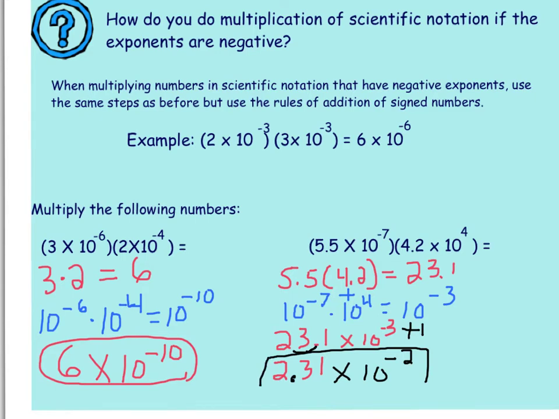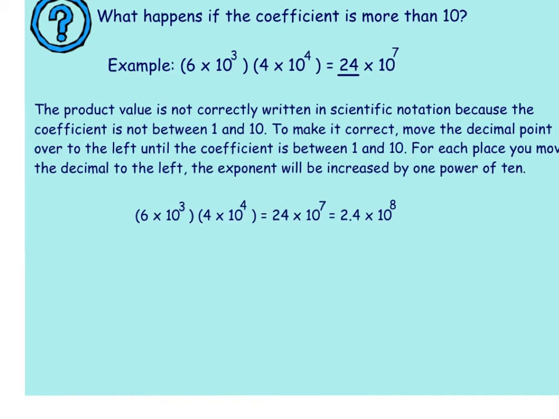So just be careful. If you move it this way and it was a big number, like 23, bigger than 1, that means it's a positive move. And positive 1 plus negative 3 gives us negative 2. Well, you know, this slide isn't really needed because I already talked to you about that. But what happens if the coefficient is more than 10? So 4 times 6 is 24, and 3 plus 4 is 7. So we already know what to do here. It tells you how to do it.